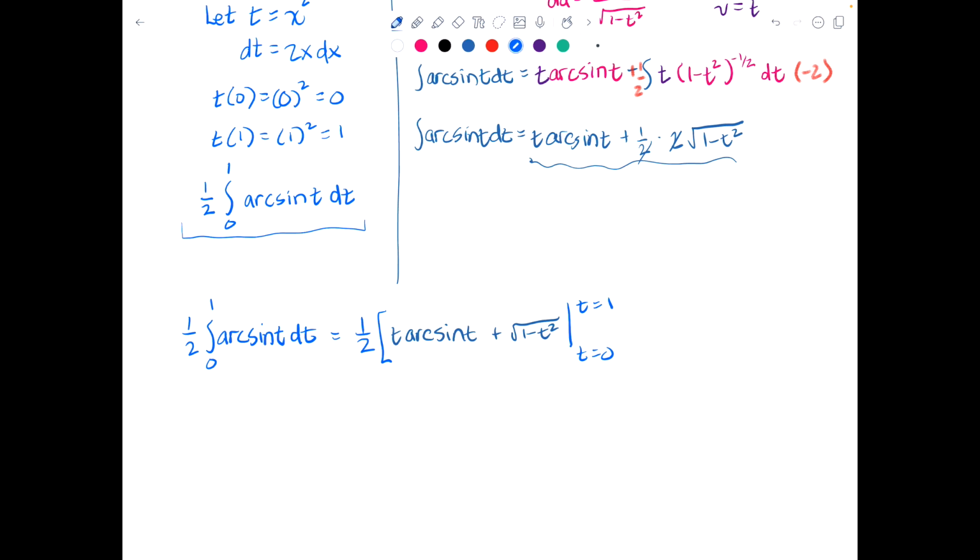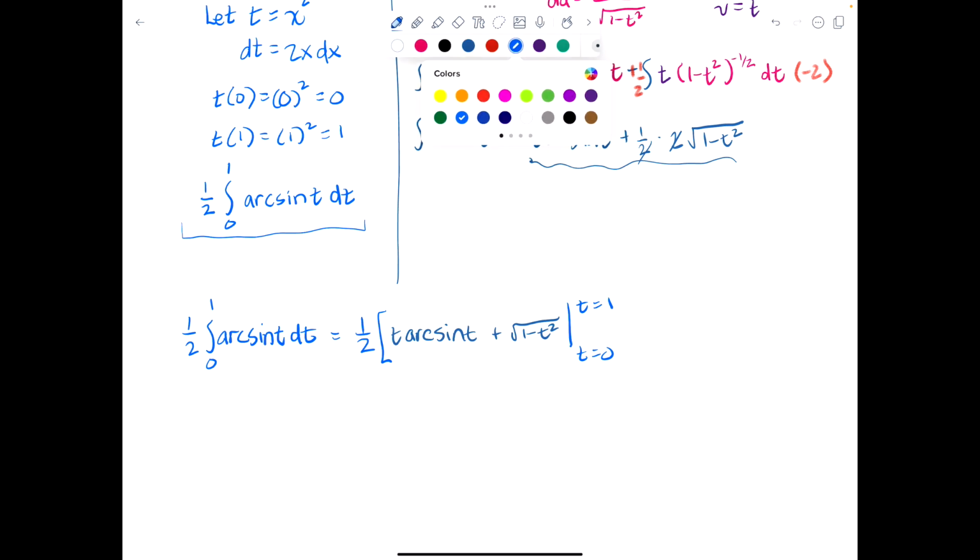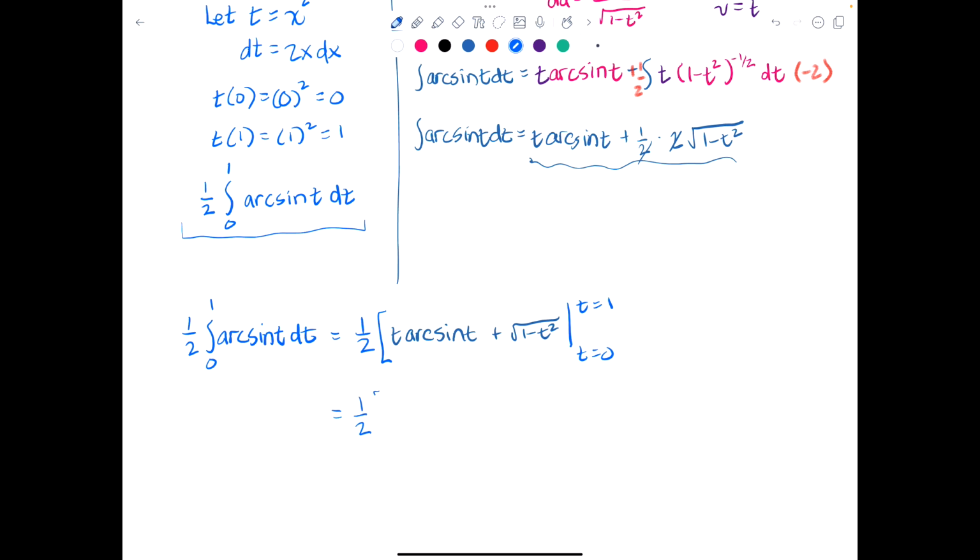And then we will get 1 half times 1 times arcsine of 1 plus the square root of 1 minus 1 squared for the upper limit of integration, minus 0 times arcsine of 0 plus the square root of 1 minus 0 squared.